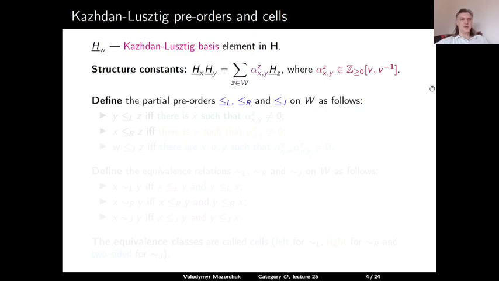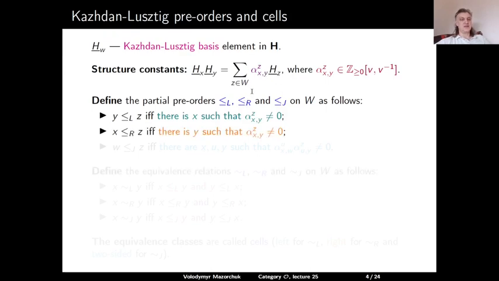Now let us define the following partial preorders on W. They are less or equal L, less or equal R, and less or equal J. So we say that y is left less or equal to z if and only if there is an element x such that alpha_{x,y,z} is non-zero. So this means that we can multiply h_y underlined with something on the left to get h_z underlined with a non-zero coefficient in front of it.